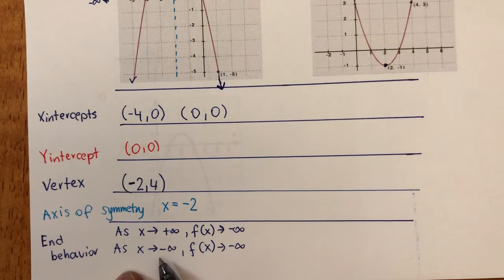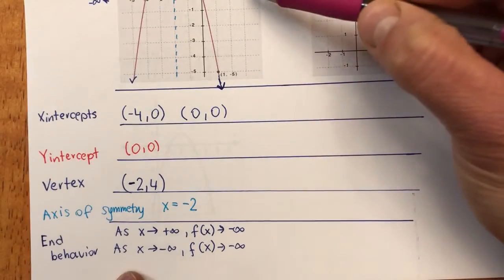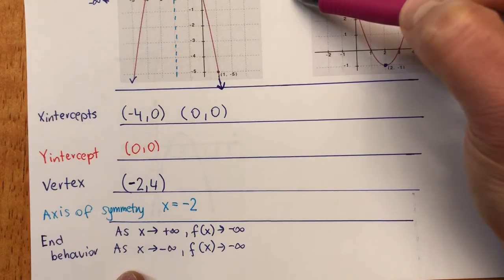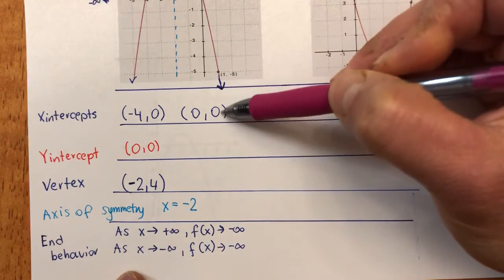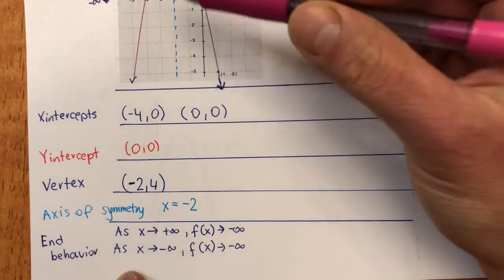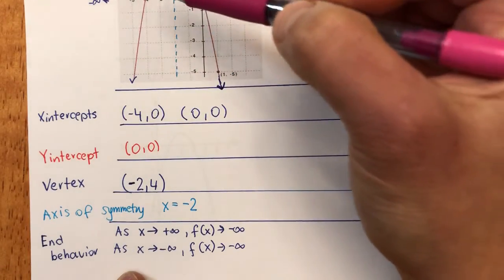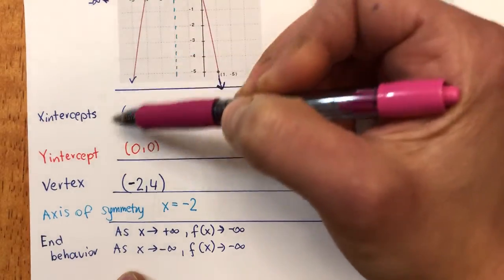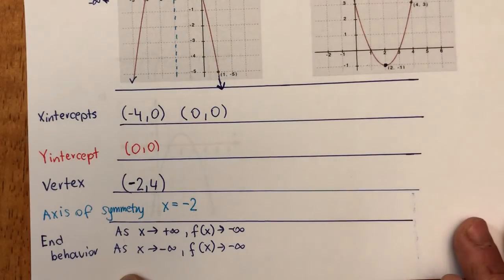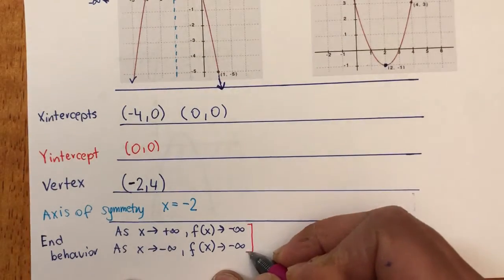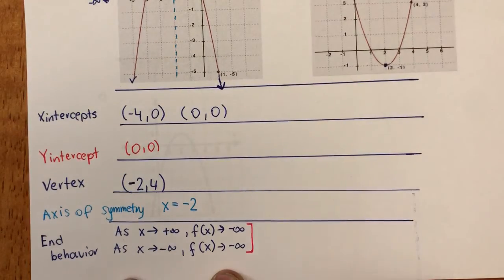And then as x goes to negative infinity, the function is going towards negative infinity. I think I said this backwards the first time. So one more time, as x goes to positive infinity, the function goes towards negative infinity. And then as x goes to negative infinity, the function is going to negative infinity as well. With the quadratic, please remember that those two must be the same. So both ends are going to go the same direction. They are either going to go towards negative infinity or positive infinity.